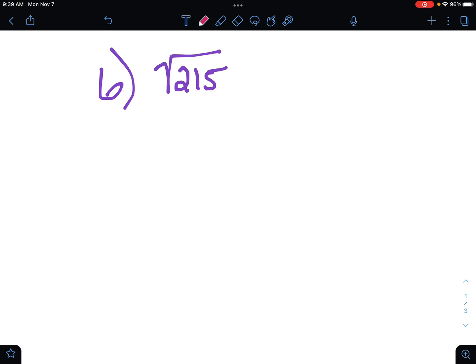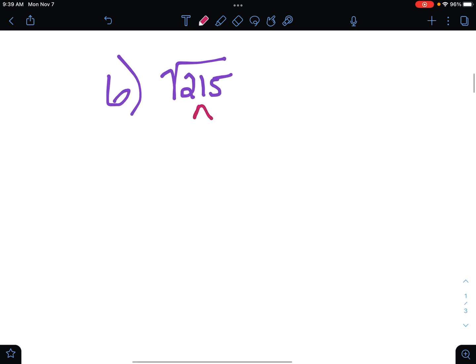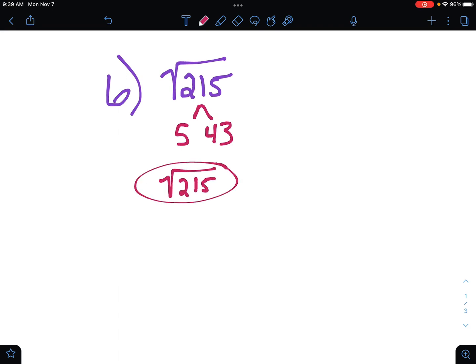Try this one. Go ahead and pause and try this one. All right, how'd you break 215 down? Let's see, 5 I know goes into it because it ends in a 5. So that would give me 43. Oh, those are both prime, which means I can't simplify this one.